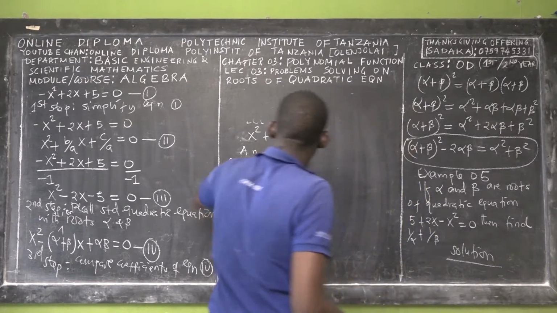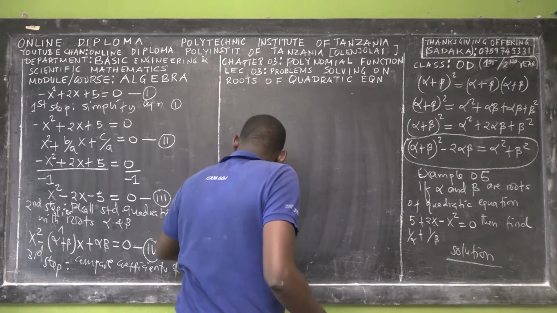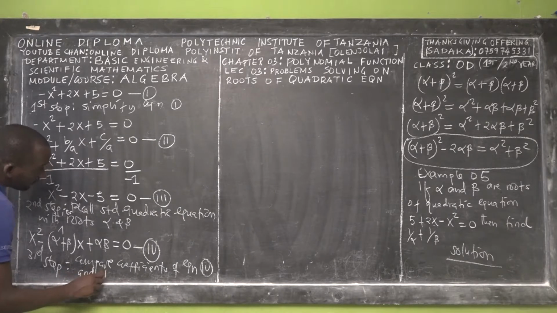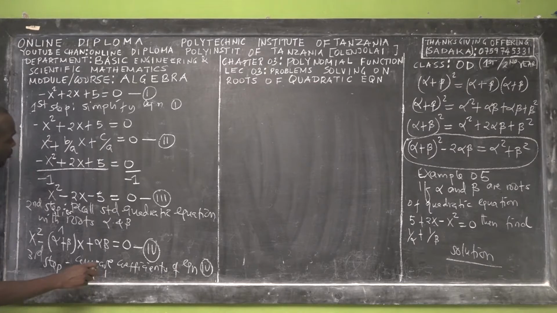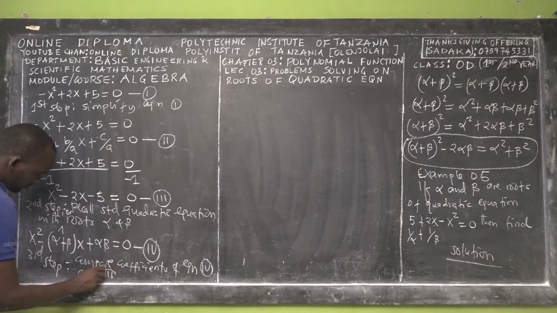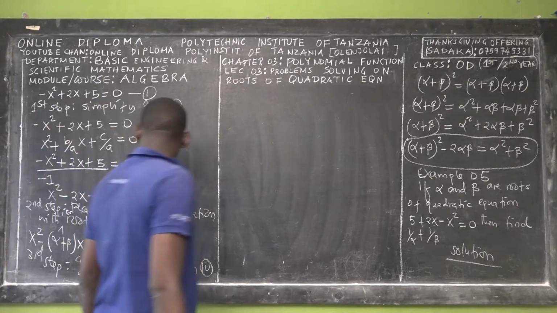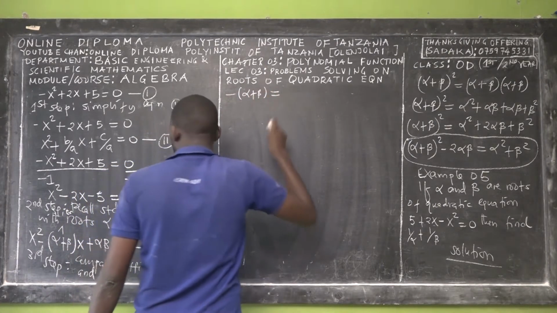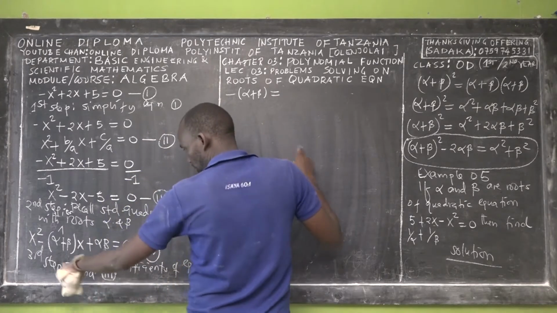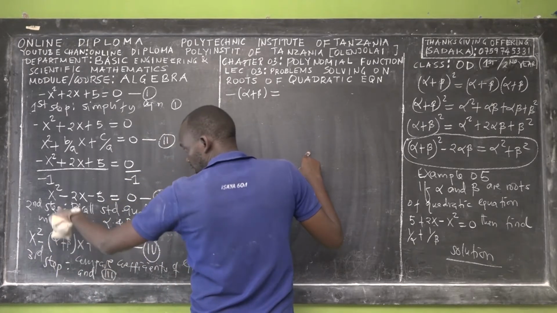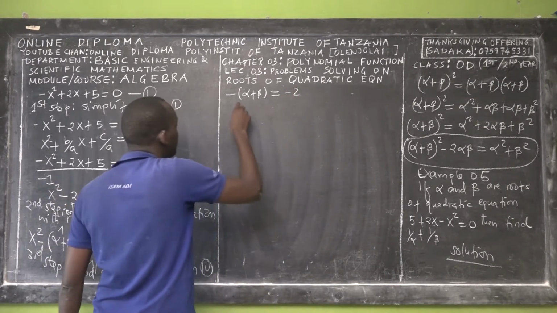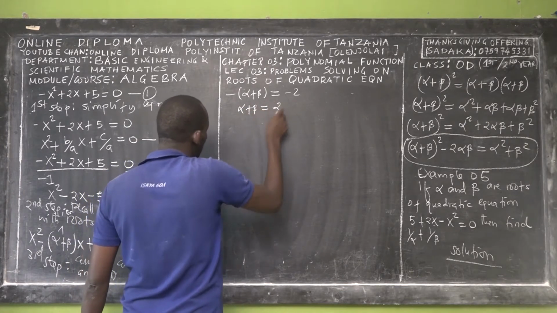Okay. So compare coefficients of equation 4 with coefficients of equation 3. If we compare them, then on this side we have negative alpha plus beta. This will be equal to negative 2, because x squared is equal to x squared. So if you divide, alpha plus beta is equal to 2.